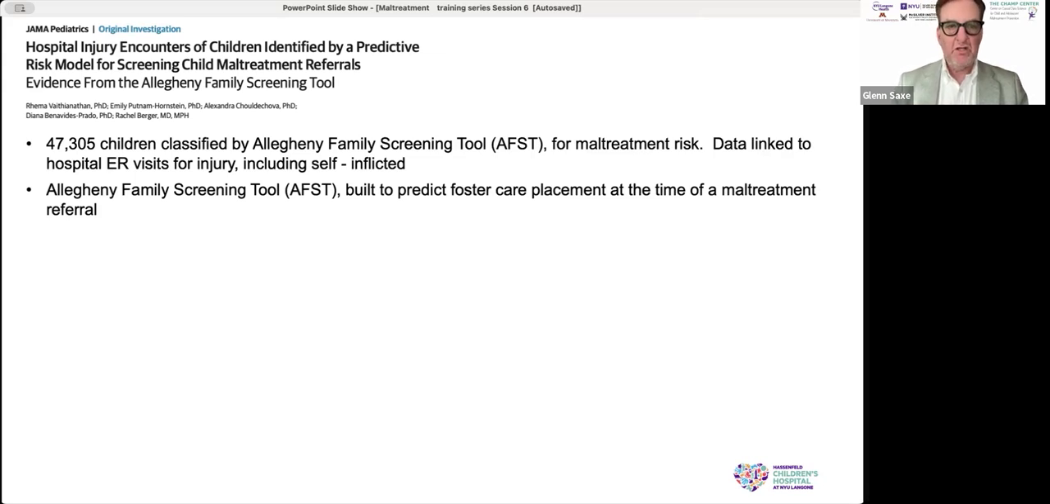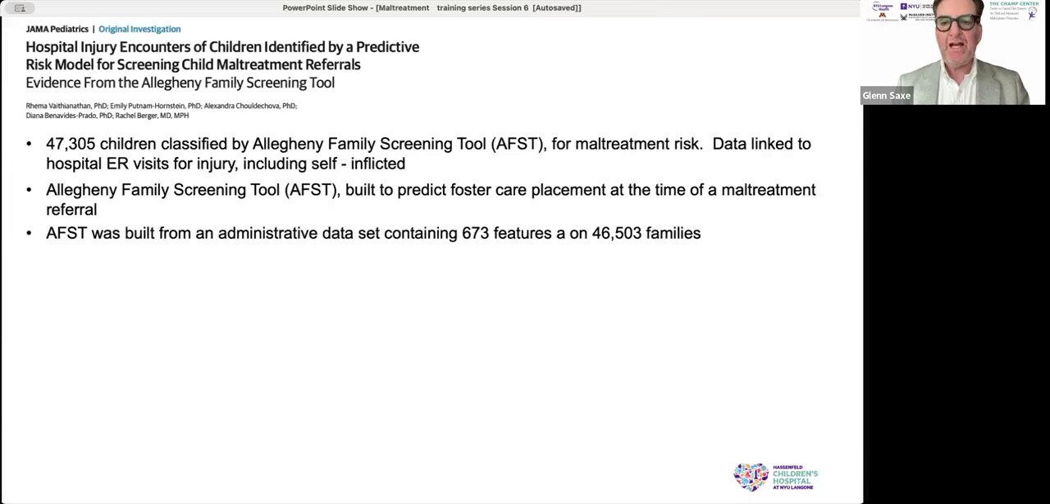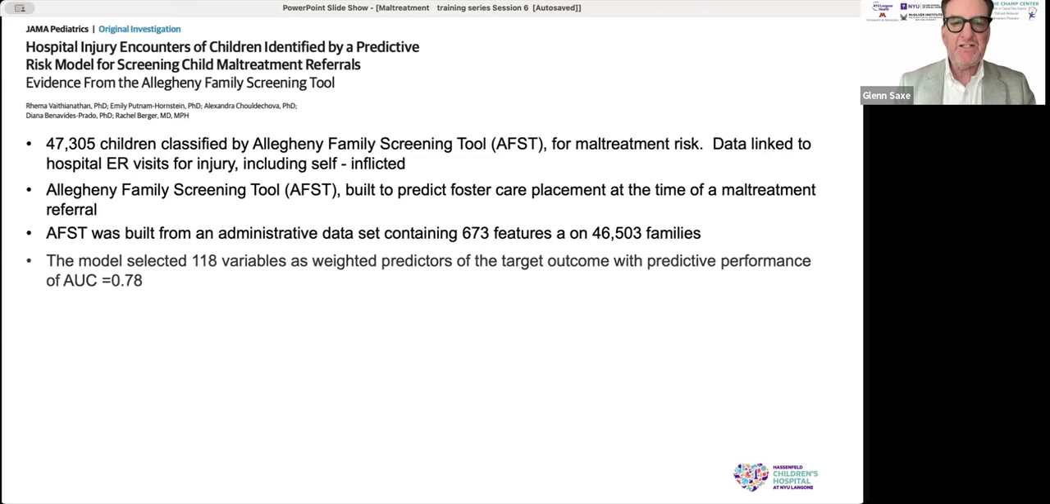So it's really predicting maltreatment. The tool itself was based on administrative data with 673 features on a lot of families, and basically it selected 118 variables, and its predictivity was pretty good, 0.78 for sure. And so it's been used a lot. But then the question here is how will it predict hospital injuries?